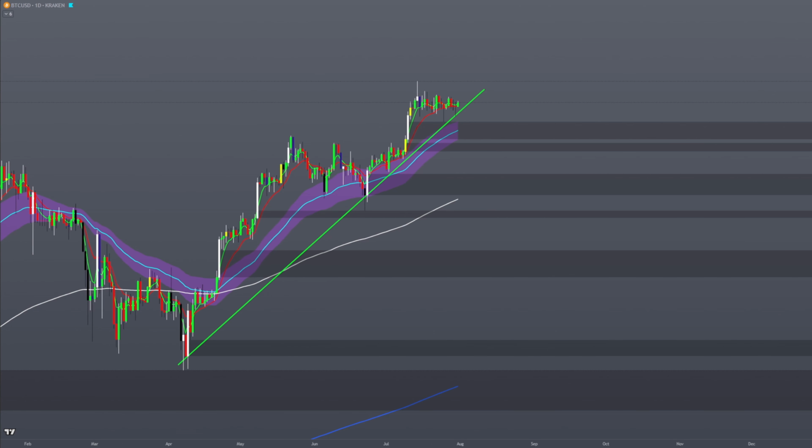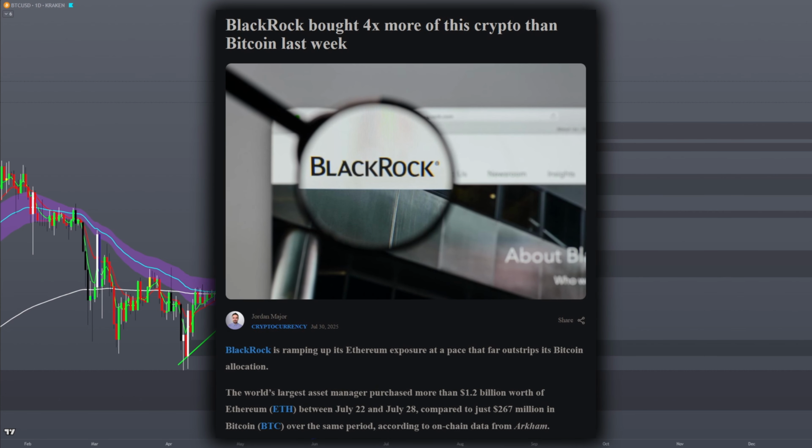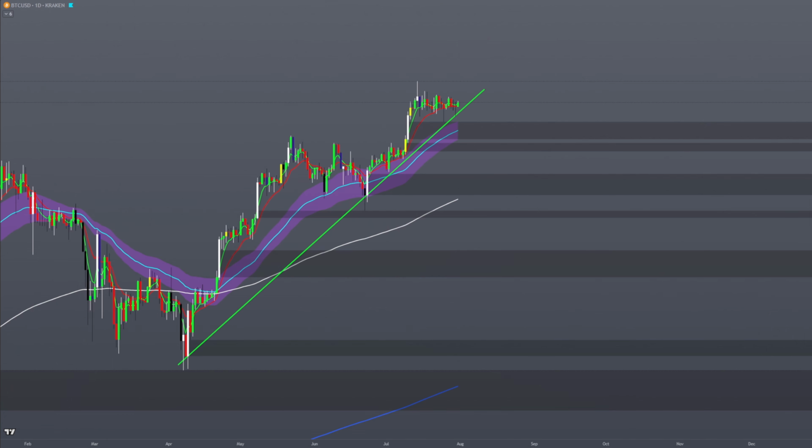When I got to the daily, I wanted to talk about the Bitcoin ETFs and Ethereum ETFs, specifically related to BlackRock. Just in July, the Ethereum ETFs went live, and from July 22nd to 28th, BlackRock purchased more than 1.2 billion in Ethereum, and during that same time frame, they purchased 267 million in Bitcoin. Obviously, with the other ETFs surrounding, that number increases. So again, we're seeing this trend of institutional adoption, outside of retail, flooding into this market.